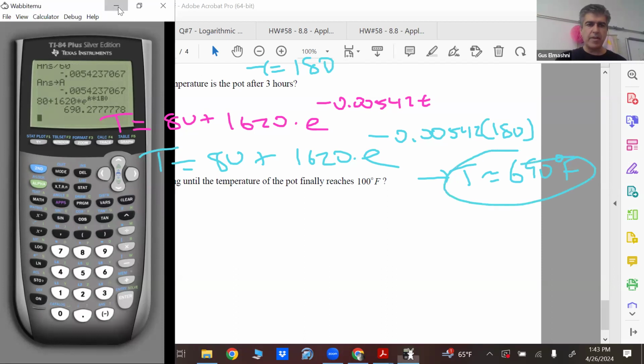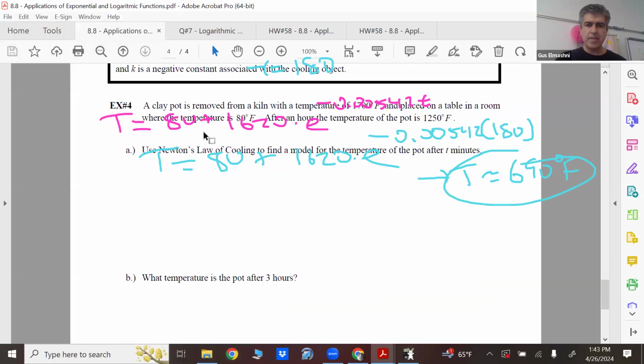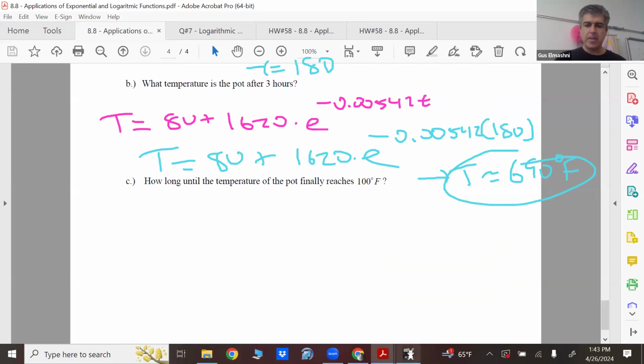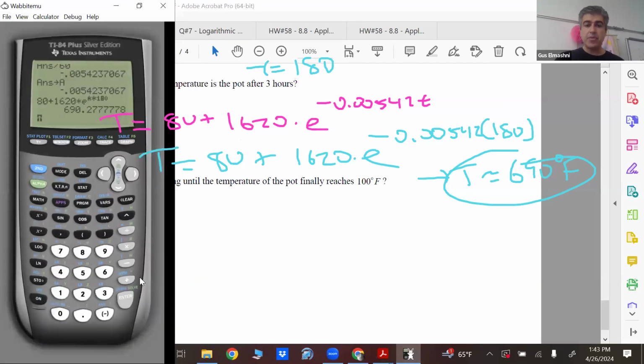I think it's degrees Fahrenheit. Yeah. And by the way, if you were not terribly accurate with K, let's say you did negative 0.005. You see, it's gonna be off, right? That's a pretty big deal. You're off by 40. Like, that's not good.